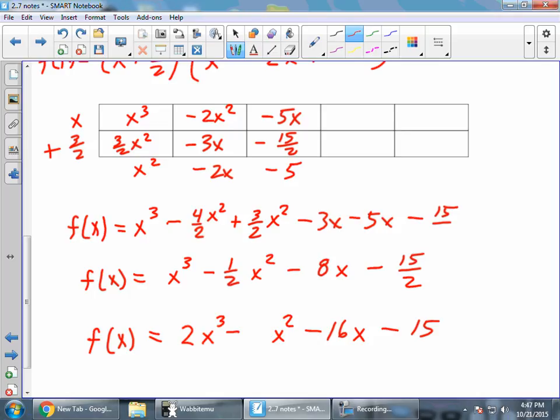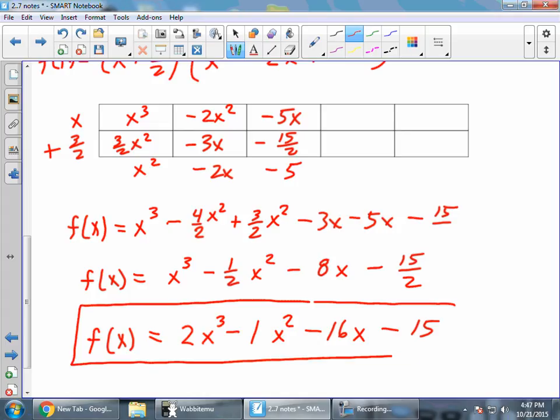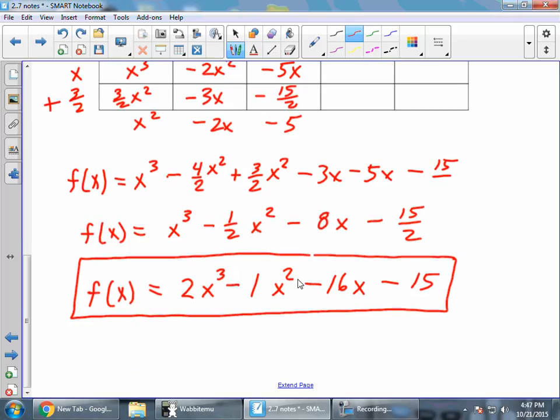Be good to yourself. And so this is going to be minus 1x squared, minus 16x, minus 15. And there is a cubic equation with integral coefficients and roots at negative 3 halves, 1 minus root 6, and 1 plus root 6.